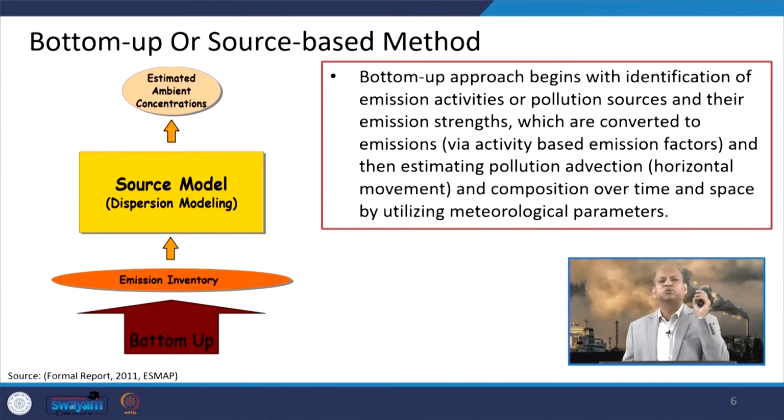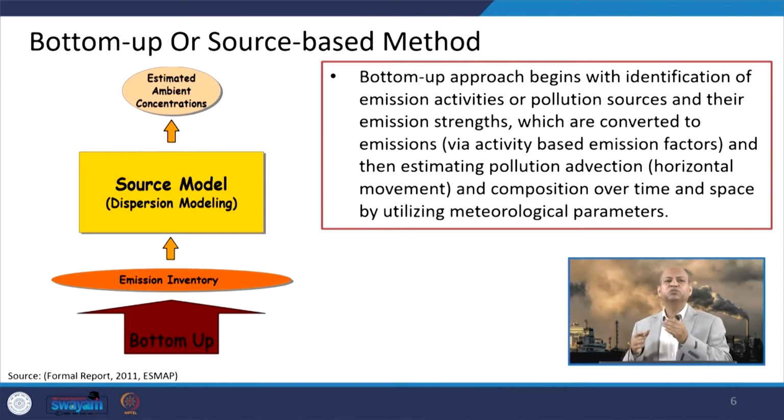Now, there are different approaches for doing source apportionment: the bottom up or source based approach, and the top down or receptor based approach. When we look into the bottom up or source based method, we focus on the sources. How many sources are there, which are the major sources? In a town or city we can have several kinds of sources, like industrial sources, power plants, the transportation sector, or domestic sources, and we have to develop an emission inventory specific to the sources.